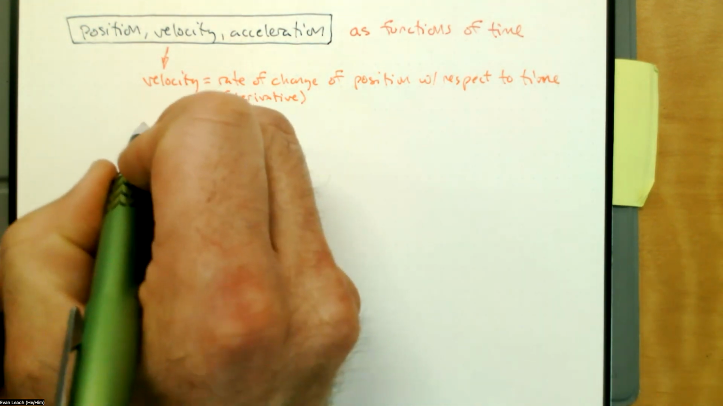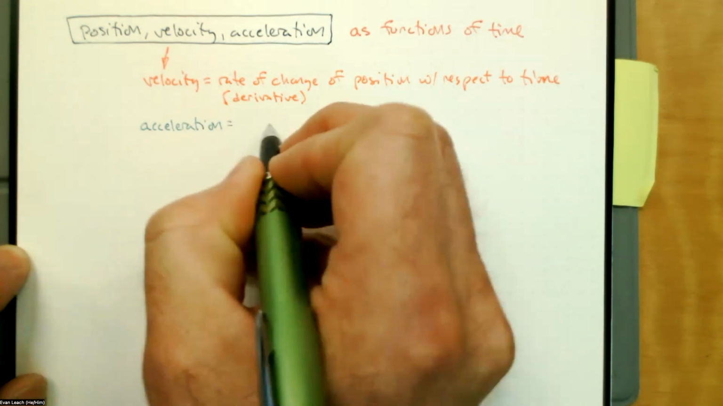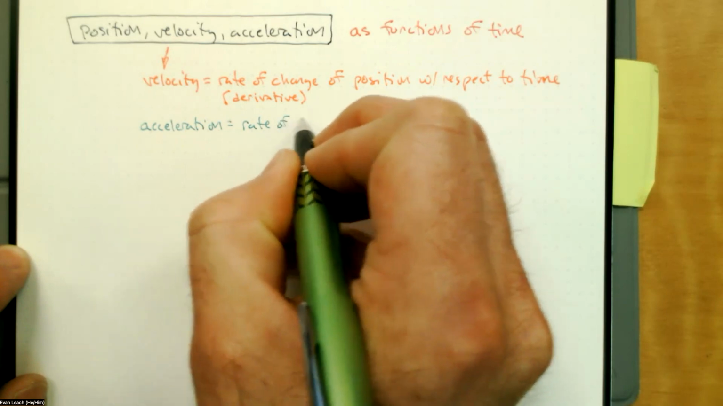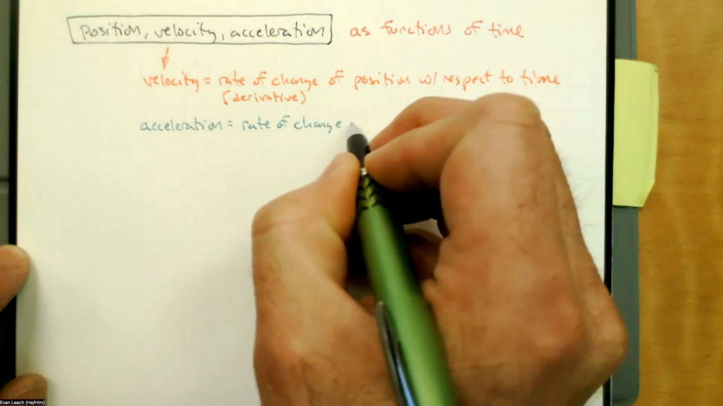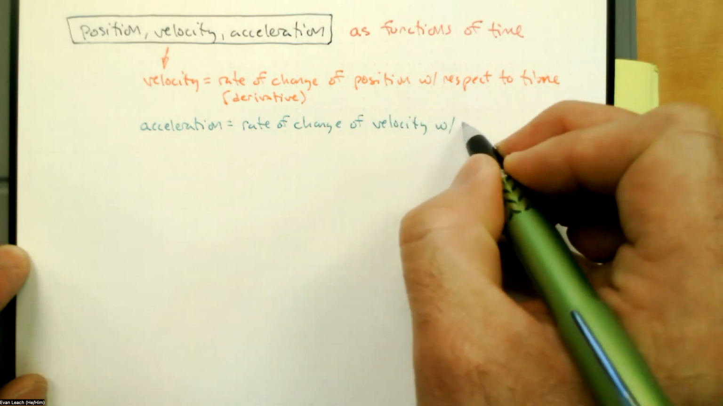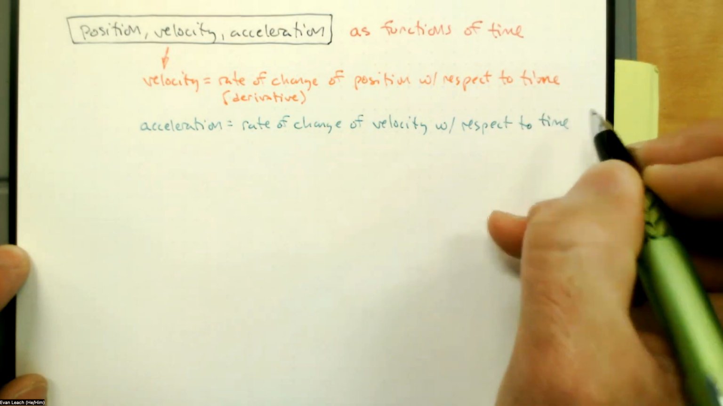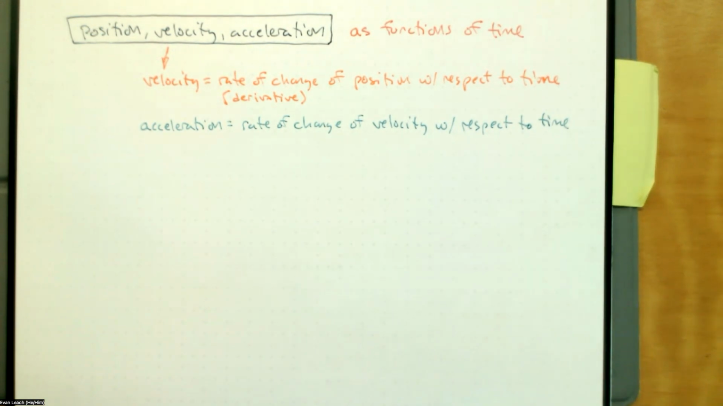Acceleration is the rate of change of your velocity with respect to time. And we know that the word for rate of change is derivative. Velocity is the derivative of position with respect to time. Acceleration is the rate of change of velocity with respect to time. So this is treating them as functions of time.